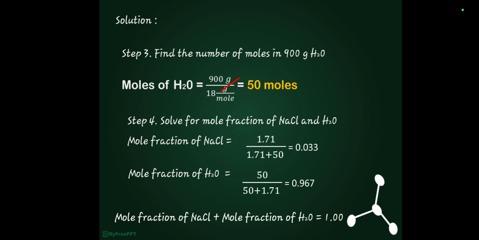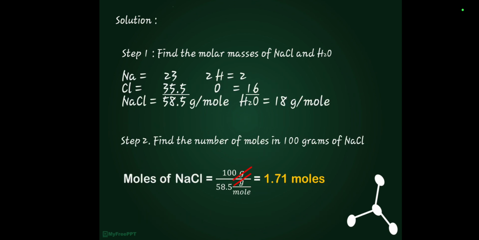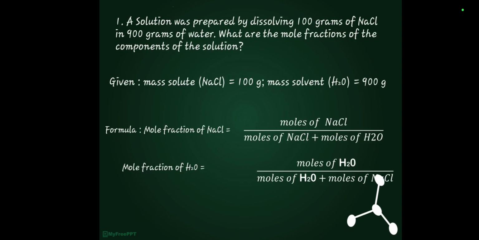Now let's proceed to step 4, which is to solve for the mole fraction of sodium chloride and water. The mole fraction of sodium chloride is equal to 1.71, the moles of solute, over the total moles, which is 1.71 plus 50. Let's go back to the formula here.